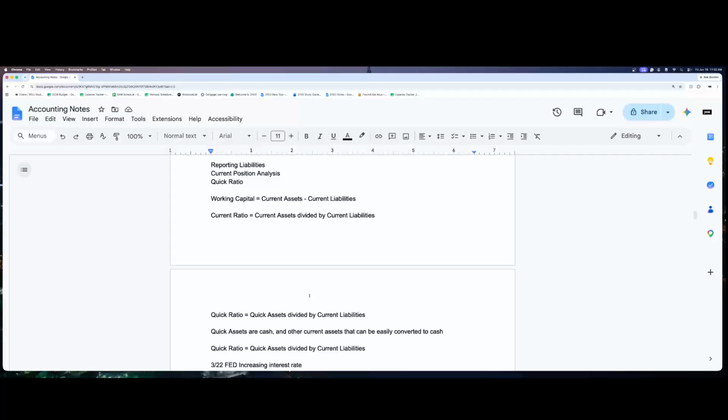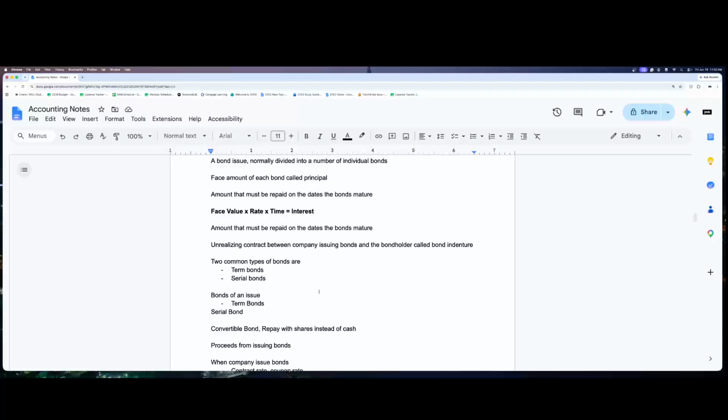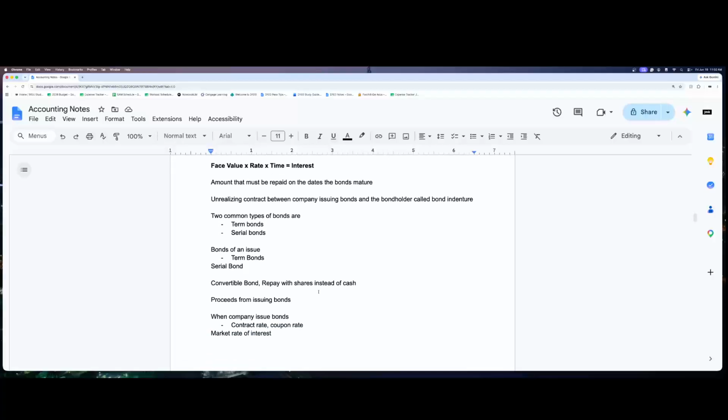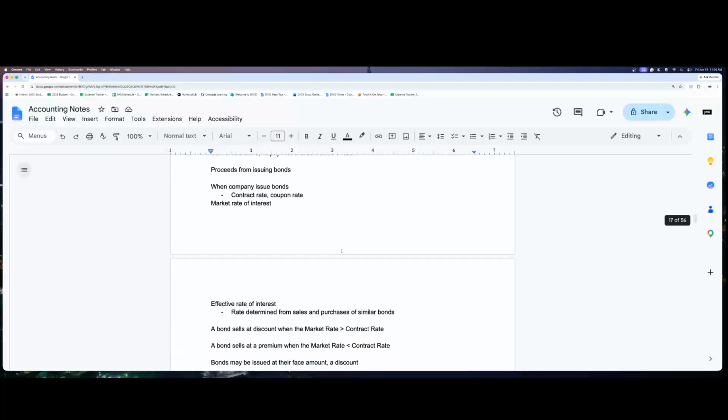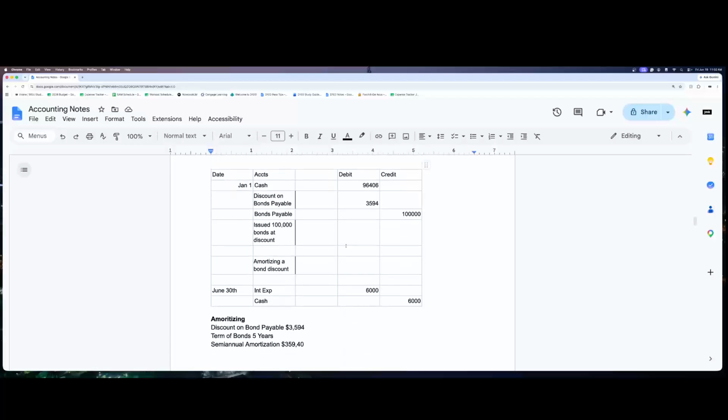Working capital. These are just ratios. Natures of bond payables. How to calculate things related to interest when it comes to bonds, and coupon rates as well as market rate. Whether a bond that's been issued is going to be sold at a discount or at a premium. Additional paid-in capital.